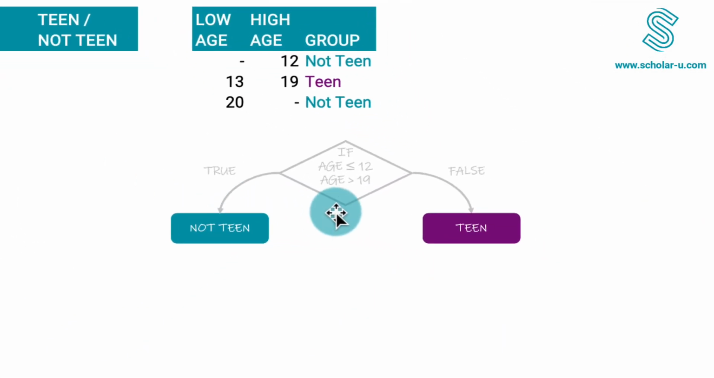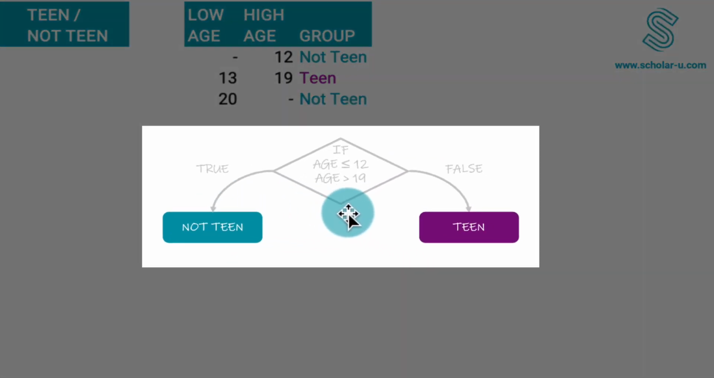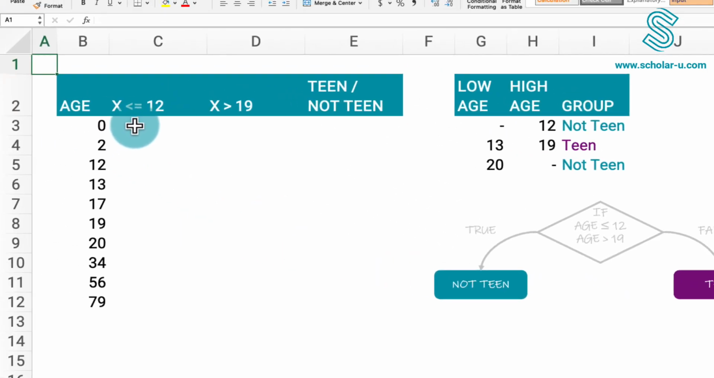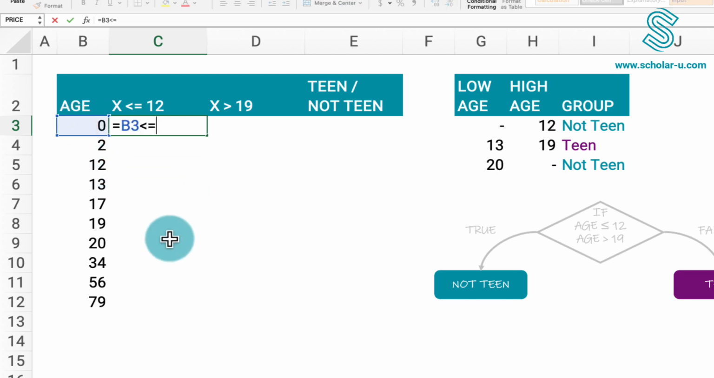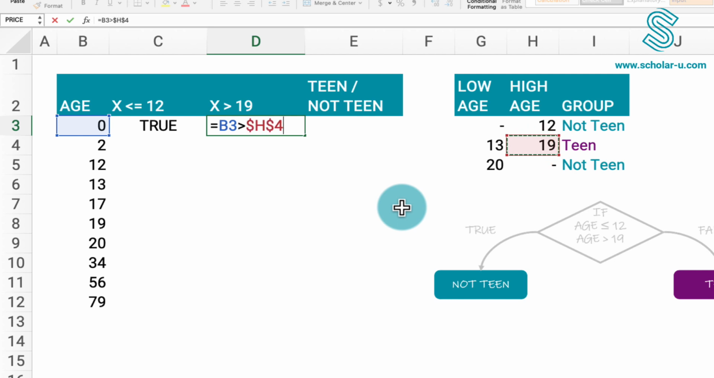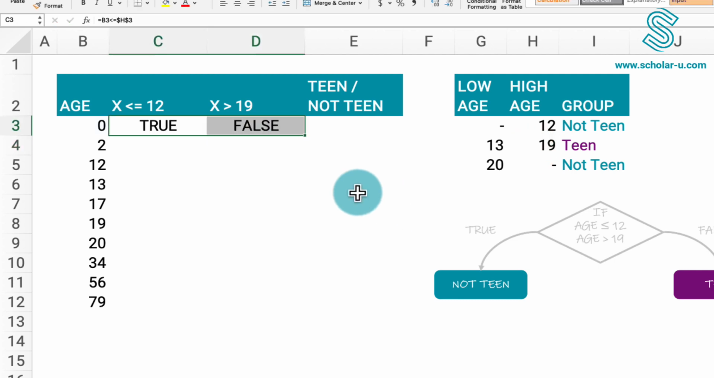In this spreadsheet, we see the chart that shows the opposite as before. Anybody who has less or equal than 12 years old or greater than 19 is not a teen. Everybody else will be labeled as a teen. In this first column, we're going to make this equal to the age less or equal than 12 years old as an absolute reference. So these are people who are not teens. Similarly, we want to determine if the age is greater than 19 years old and make this an absolute reference. Let's copy this all the way down.